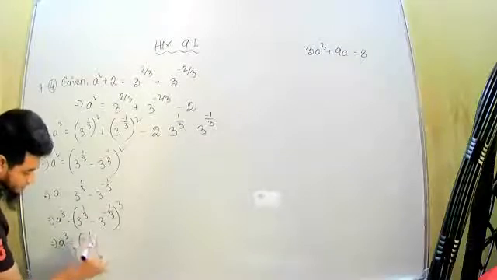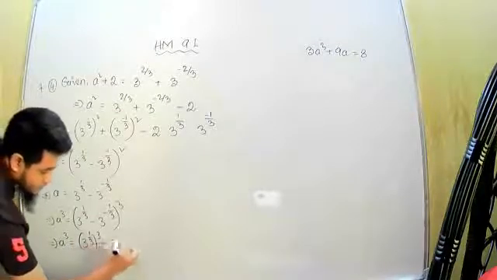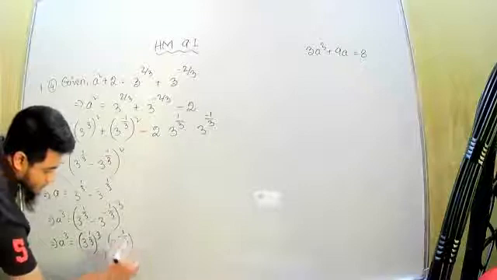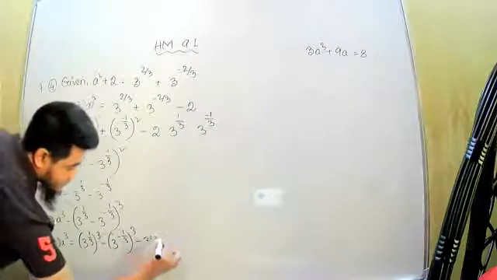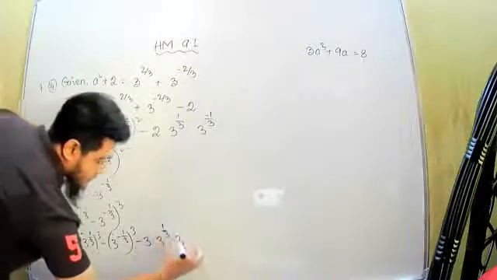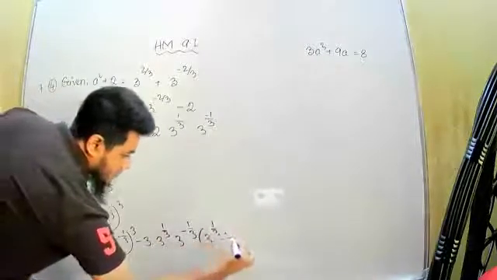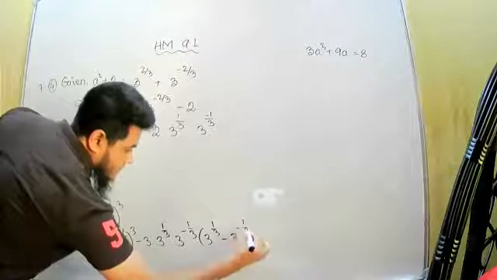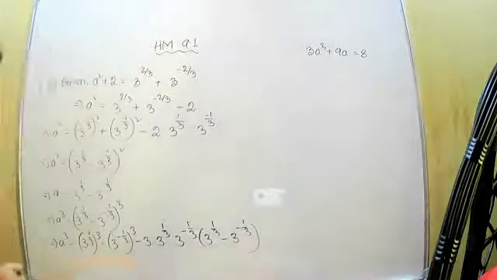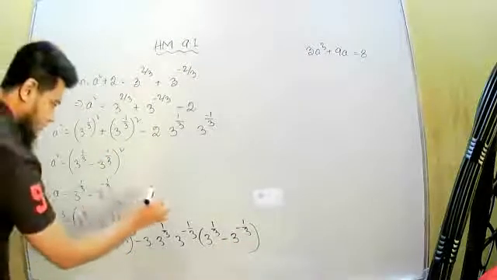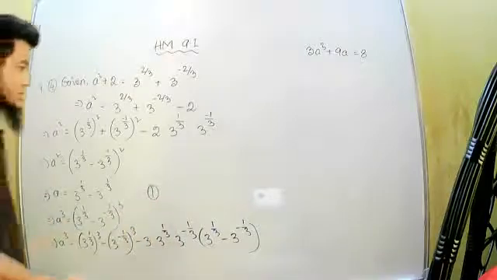So a cube, b cube minus 3ab into a minus b. This line we have to consider as equation 1 so that we can use it as reference.